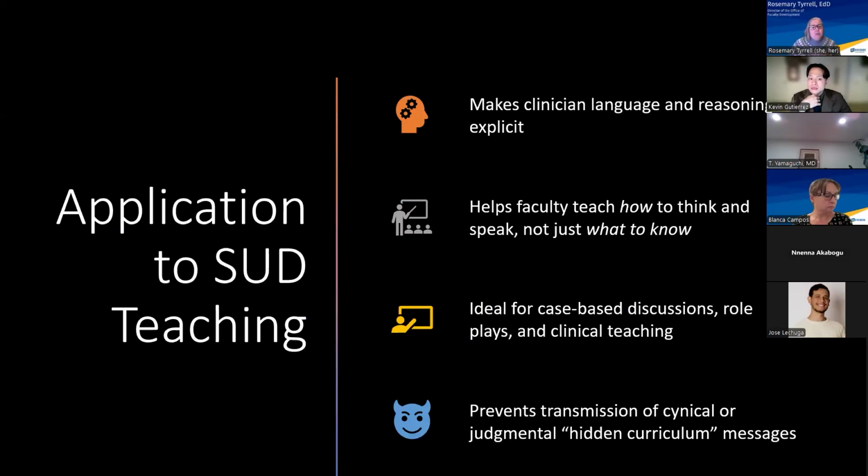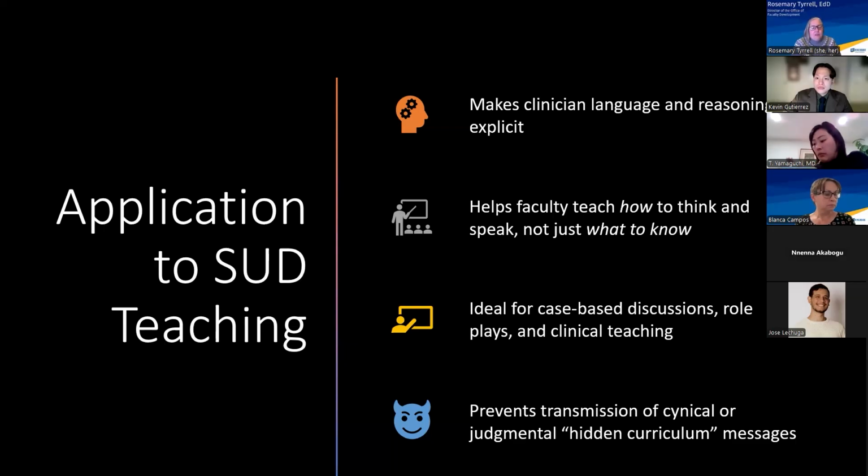So again, the application for this kind of teaching, it really makes the clinician language and reasoning explicit and gives voice to that. It helps faculty teach how to think and speak, not just what to know. We spend so much time telling them what they need to know, but we often don't spend nearly enough time telling them how to do the things they need to do. It's an ideal model for case-based discussions, role plays, and clinical teaching. It prevents transmission of cynical or judgmental hidden curriculum messages.